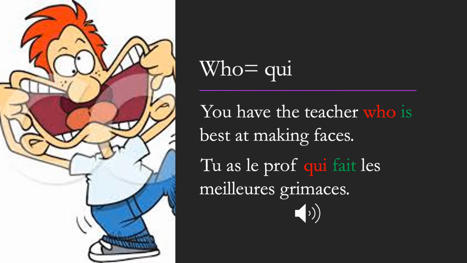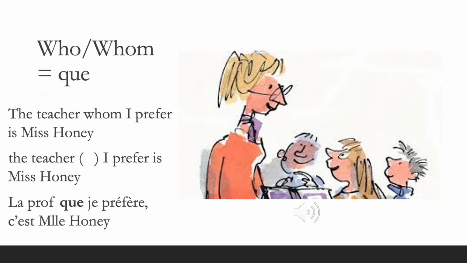Who is usually translated by qui when it is subject to the verb. And look at this example I've given you where I've highlighted the verb is, fait in French. However, when your word who is not subject to the verb, that is, there is a je or tu or il in front of your verb, it becomes whom in English and que in French.